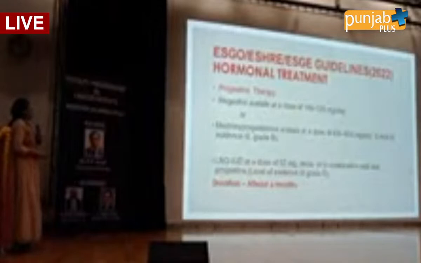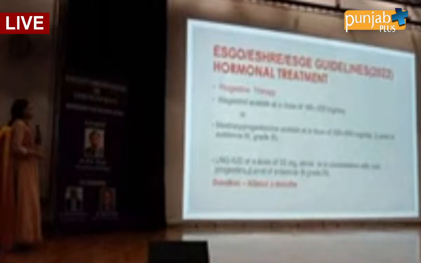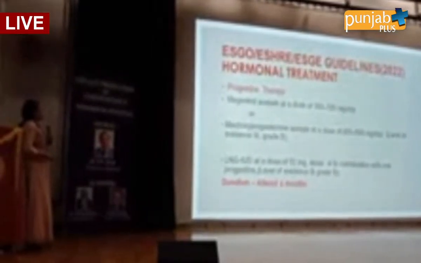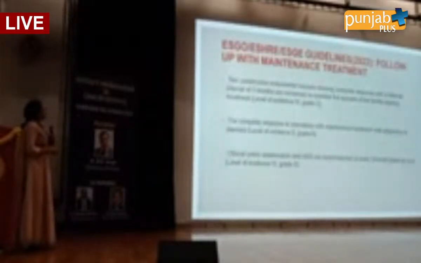And the levonorgestrel IUD is releasing 52 milligram progesterone at local site, alone or in combination with oral progesterone. The level of evidence is 3, and the duration of the treatment should be minimum 6 months. So how will you follow up these patients? If you have selected the patient, you have put them on progesterone therapy. 2 consecutive endometrial biopsies showing complete response with a minimal interval of 3 months are necessary to consider a success of fertility sparing treatment. And the complete response is mandatory, with maintenance treatment until the pregnancy is planned.